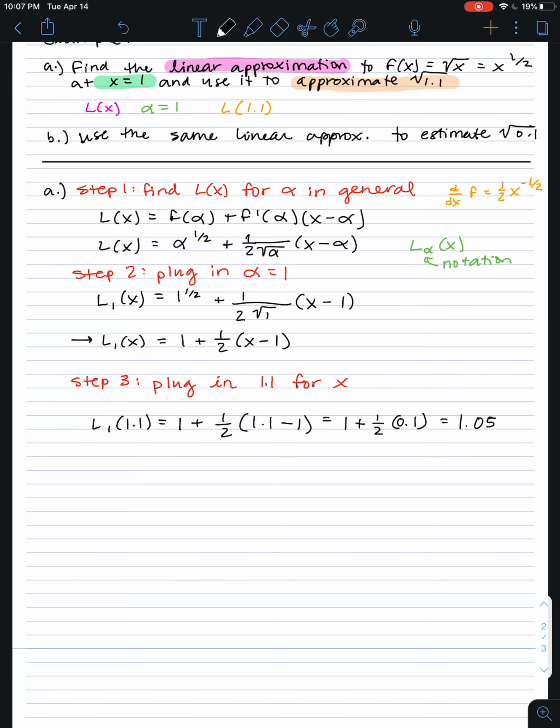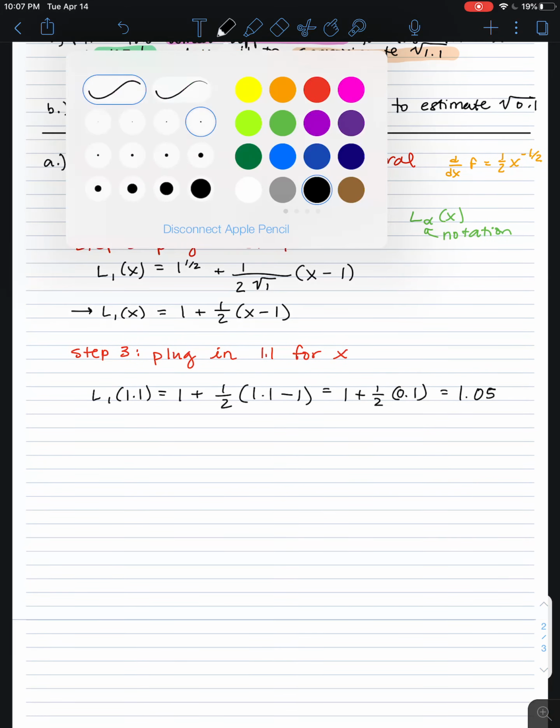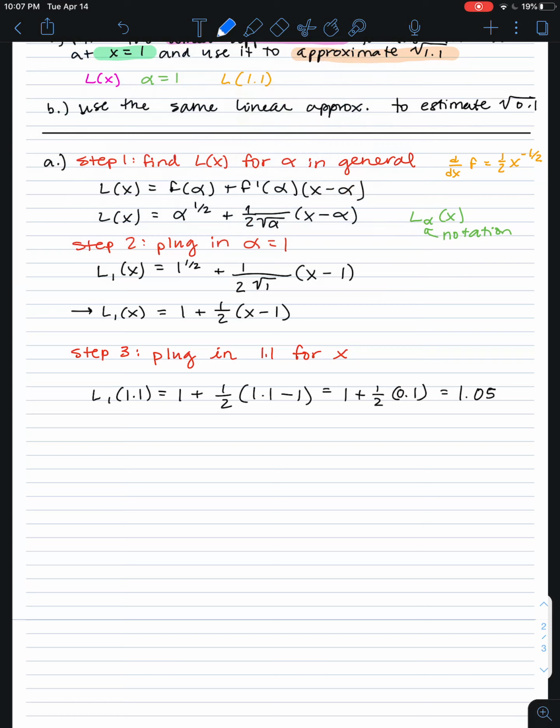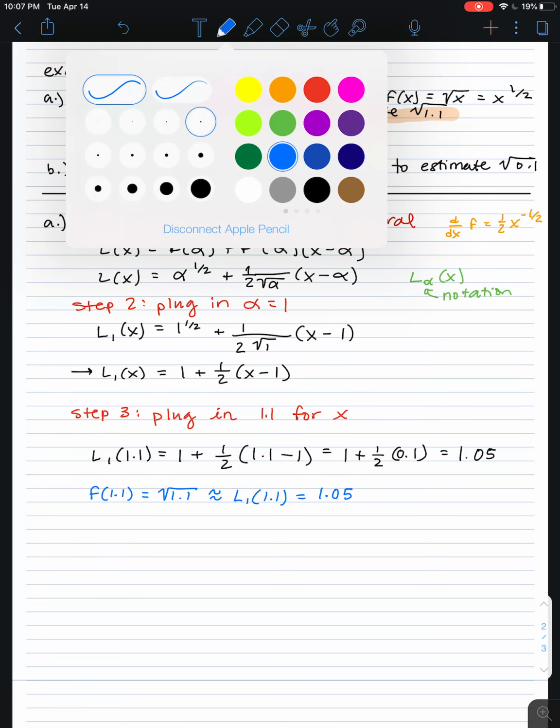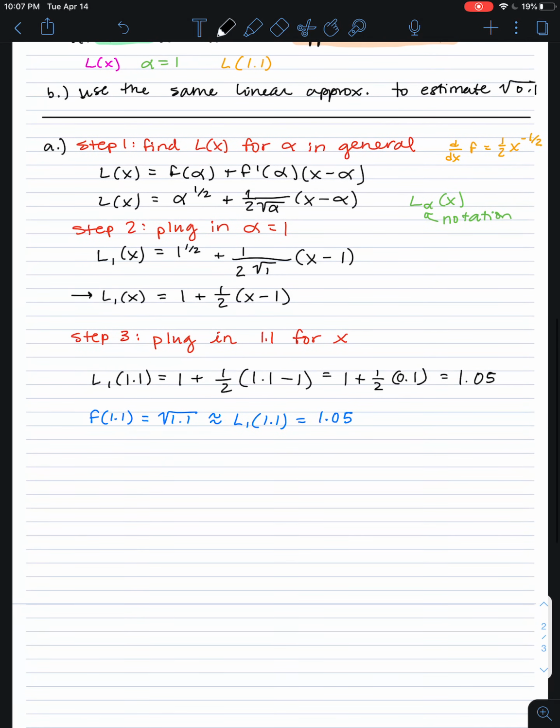Okay, so what this is saying, and what we would write as our answer, is f of 1.1, which is equal to the square root of 1.1, is approximately L sub 1 of 1.1, which is equal to 1.05. Okay?